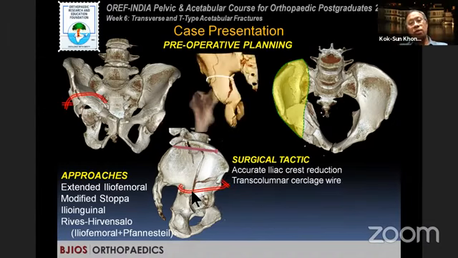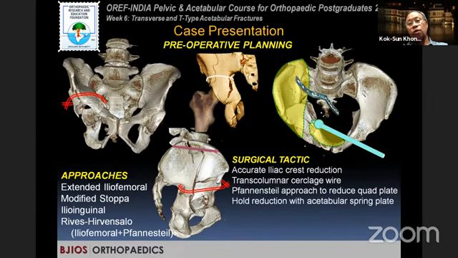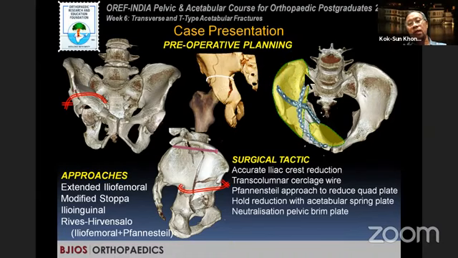Transcolumnar wire, so you have a spike like this, it's very nice to do this wire. You just have to get the right wire passes. You can use a cable, I prefer a cable, but some people just use a coil wire, double up the strength. Then you do the phalangeal approach and use your pointed reduction forceps or ball spike washer and just push the quadrilateral plate. Then you hold the reduction with the acetabular spring plate, and then finally the neutralization plate supports it.